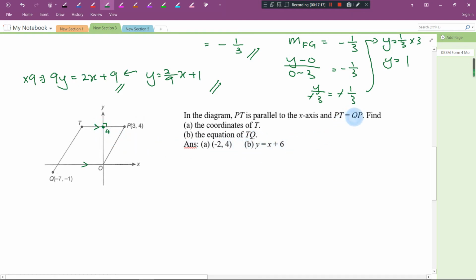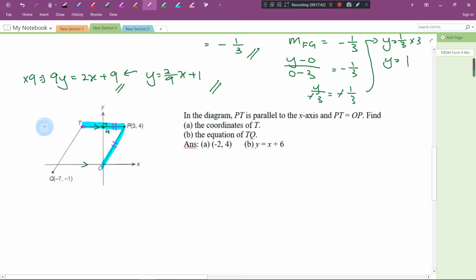And PT is equal to OP. The length of PT is equal to OP. Same length. Okay, so it's better I write the symbol like this, so that we know PT is equal to OP. We don't have to always go back to our question here. Find the coordinate of T. We want to find the coordinate of T.